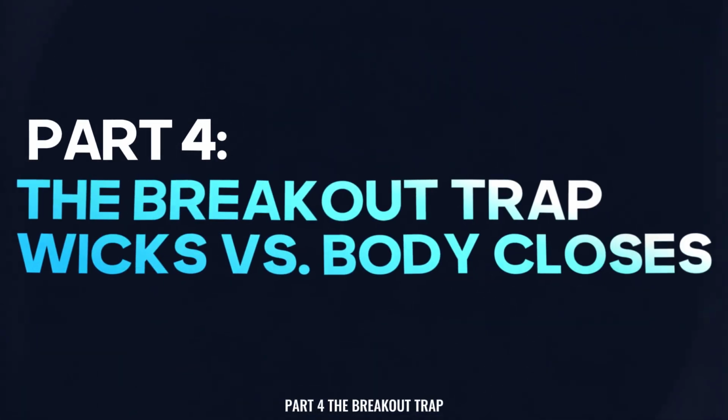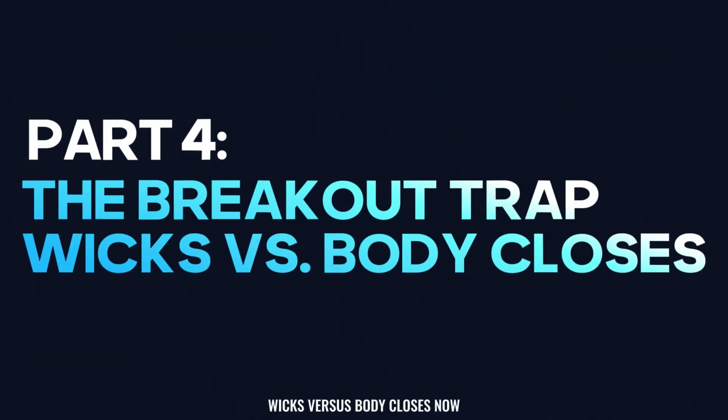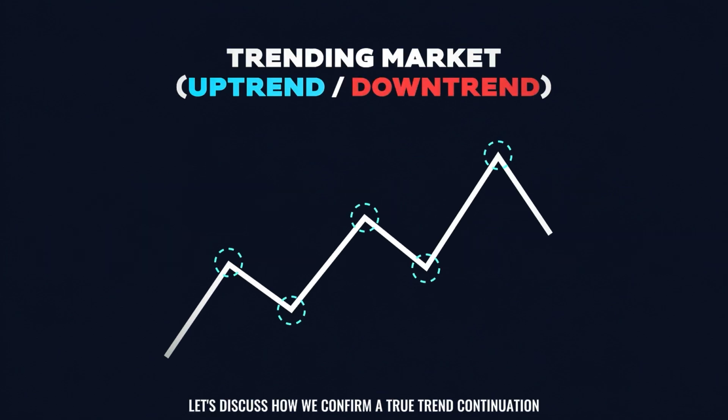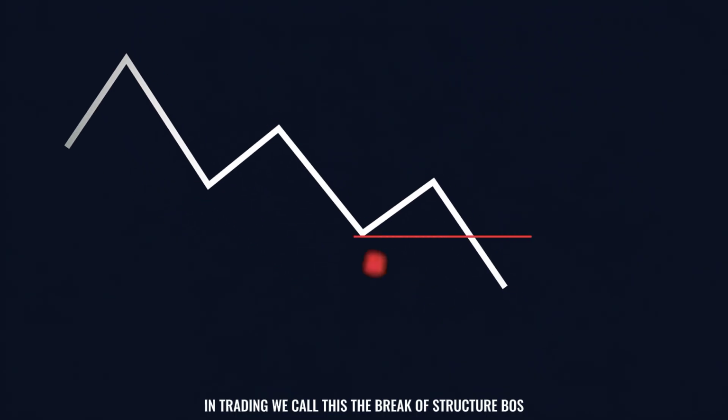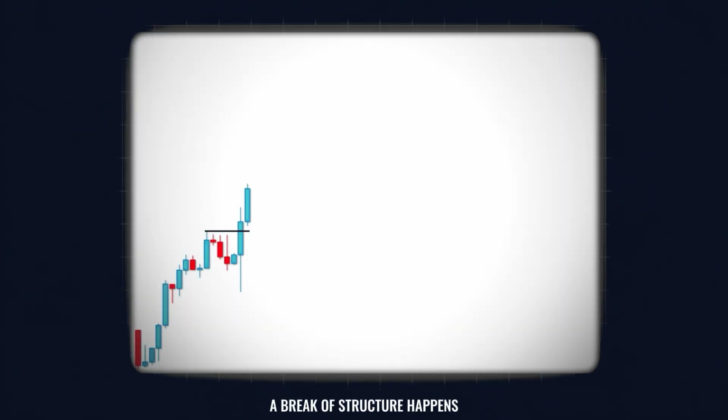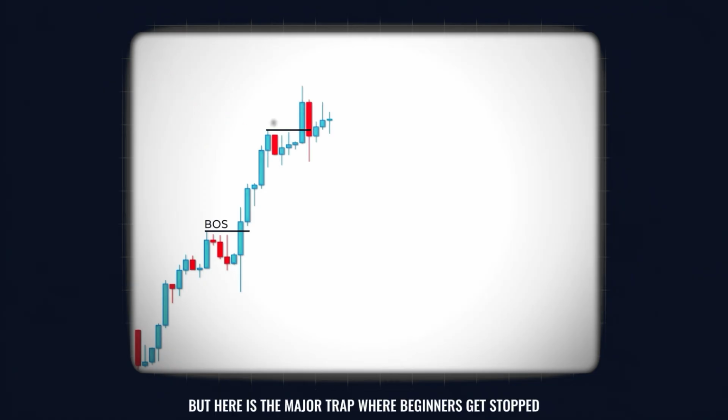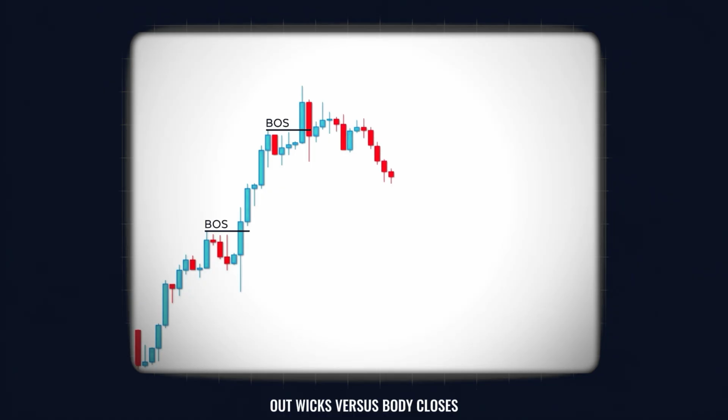Part 4. The Breakout Trap: Wicks versus Body Closes. Now, let's discuss how we confirm a true trend continuation. In trading, we call this the break of structure, BOS. A break of structure happens when the price breaks through a previous swing high in an uptrend, or a previous swing low in a downtrend. But here is the major trap where beginners get stopped out: wicks versus body closes.